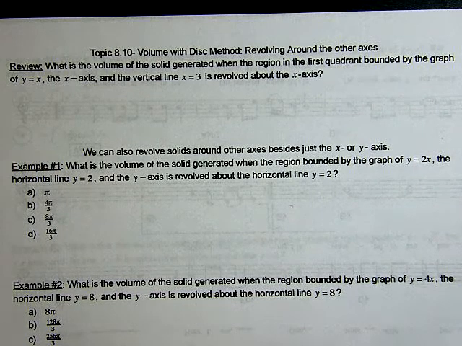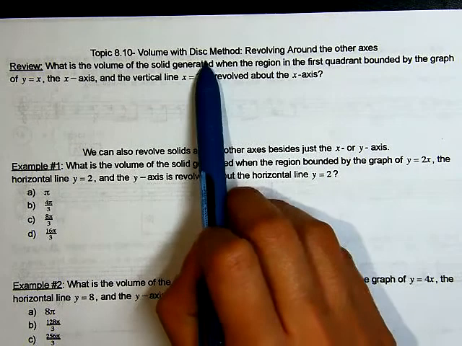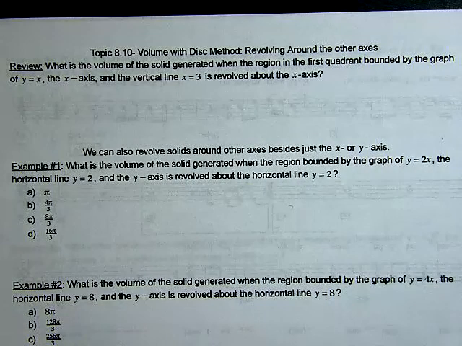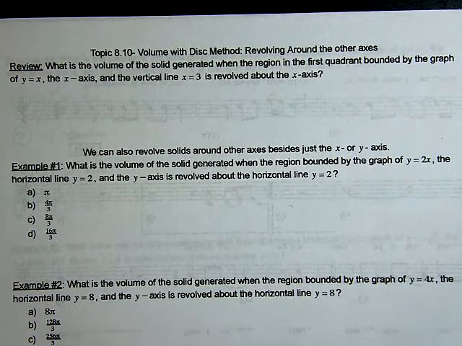Today we are going to talk about disk method again, but this time we are going to revolve around other axes. So in topic 8.9, we learned about disk method where we revolved around the x or y axis, and this time we're going to be able to revolve around other lines.